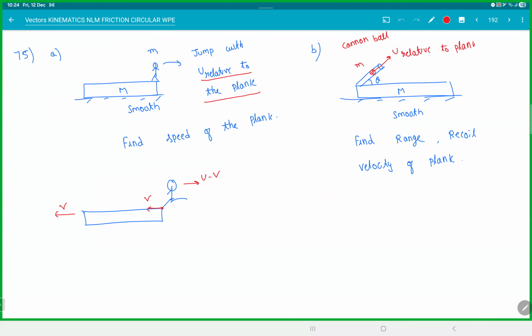There, let's finish off with this. A man jumps with speed u relative to the plank. Find the speed of the plank. A cannonball is fired with speed u relative to the plank. Find the range and recoil velocity of the plank. If I don't say anything, it's in the ground frame.